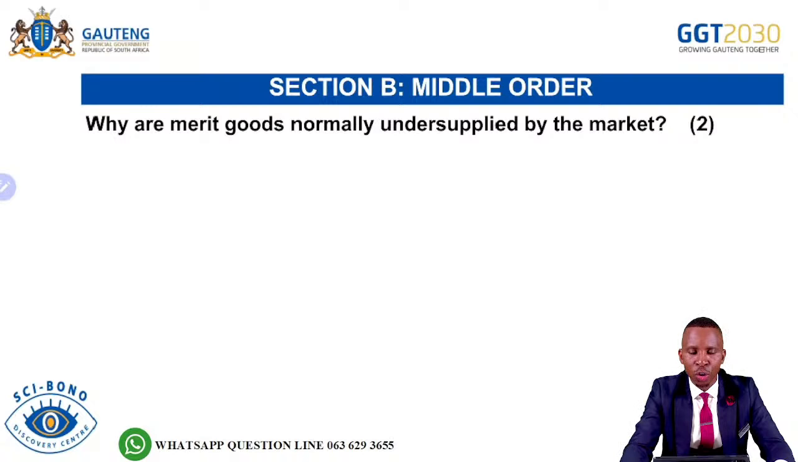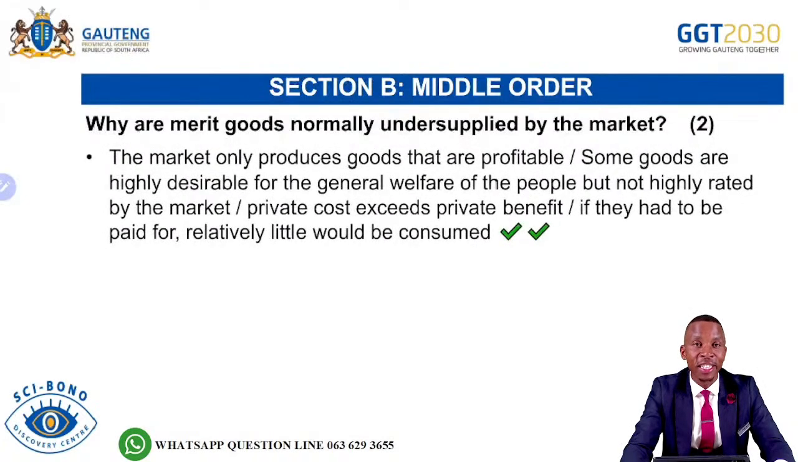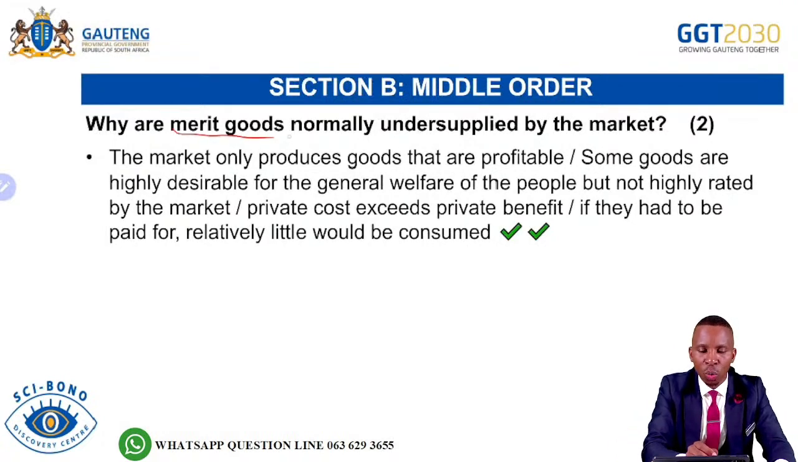Why are merit goods normally undersupplied by the market? Remember, merit goods are goods that are beneficial to society. They only contain positive externalities. We talk about the likes of education, healthcare, and defense force. So you must be able to list them and understand the definition, then you will be able to give the answer. So why are merit goods undersupplied?